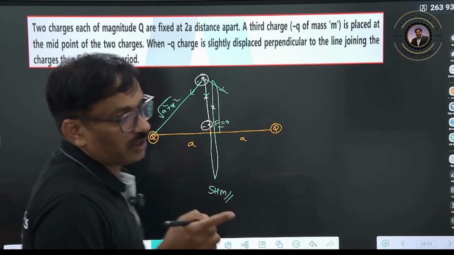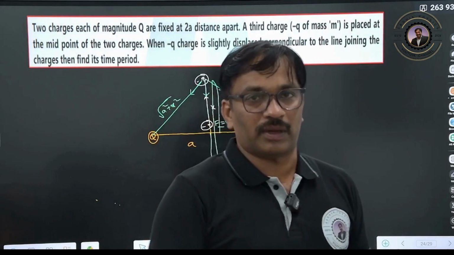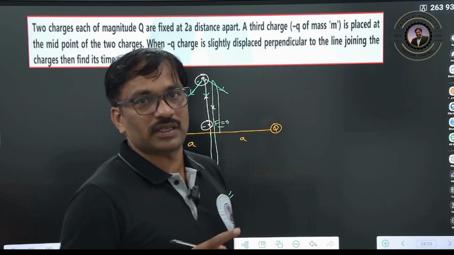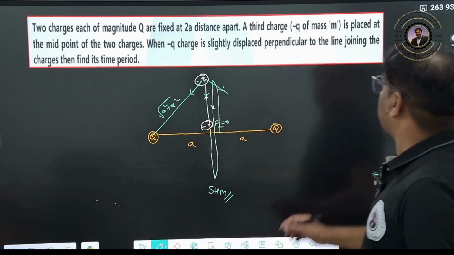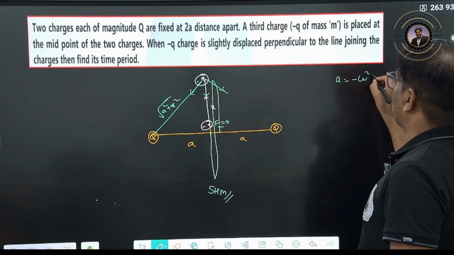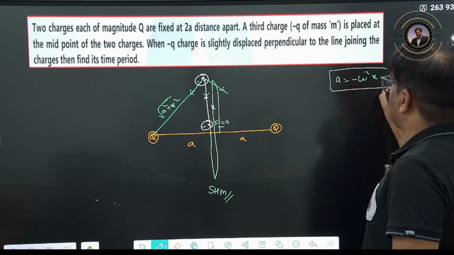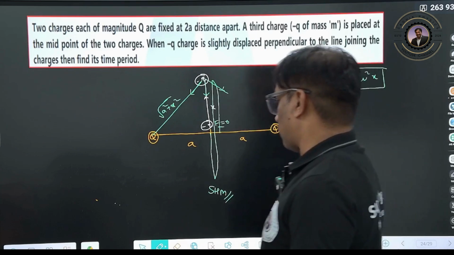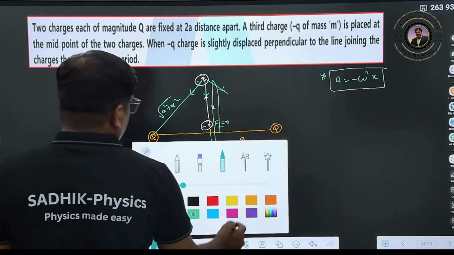Simple harmonic motion, I already did one video. Three videos are there based on oscillations. Simple harmonic motion means immediately it should come to your mind: acceleration should be equal to minus omega square into x. You have to calculate the acceleration. That's all. For acceleration, compulsorily you require the force.